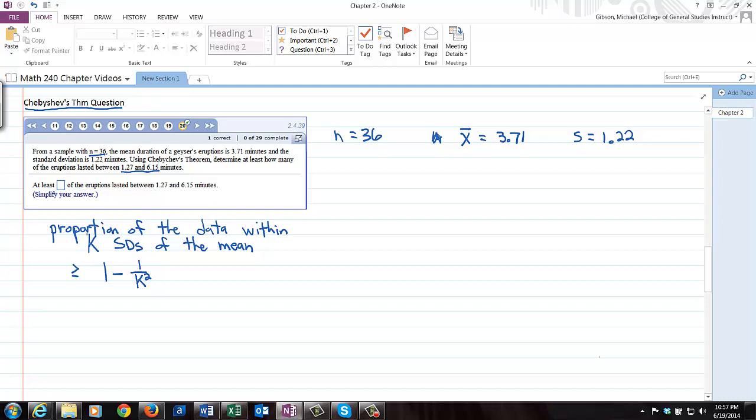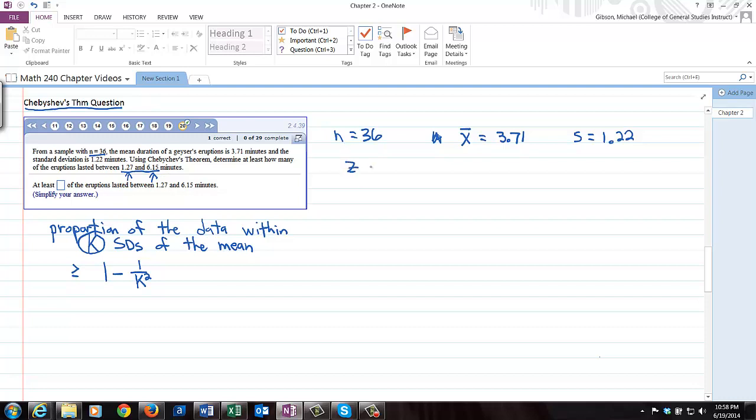Okay, here's Chebyshev's theorem. The proportion of the data within k standard deviations of the mean is greater than or equal to 1 minus 1 over k squared. So k is the number of standard deviations away from the mean. Now, one thing to understand about these Chebyshev's theorem questions is that the numbers they give you have to be balanced. In other words, the lower number is the same number of standard deviations below the mean that the upper number is above the mean. All right, so I'm going to start out by taking the z-score.